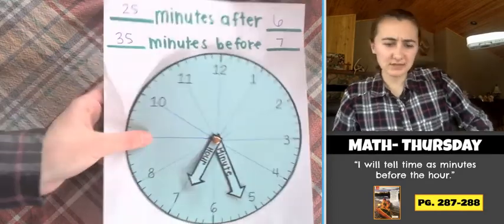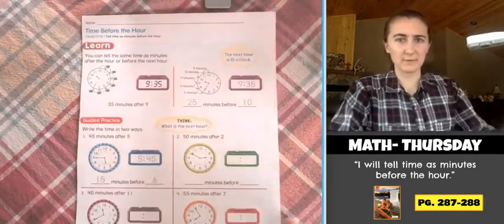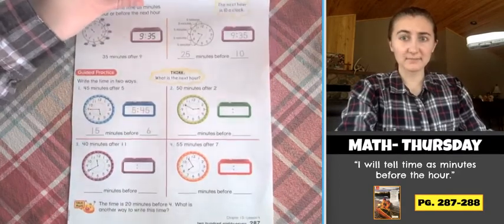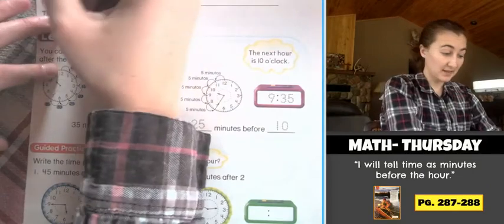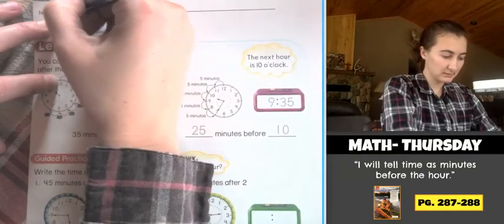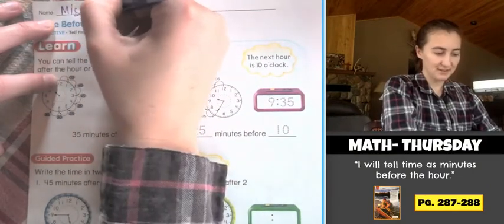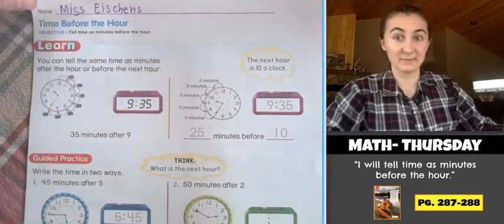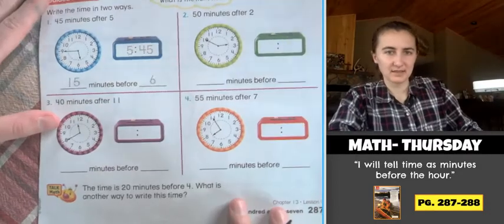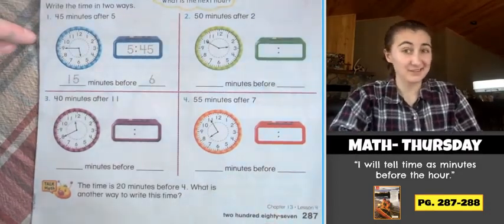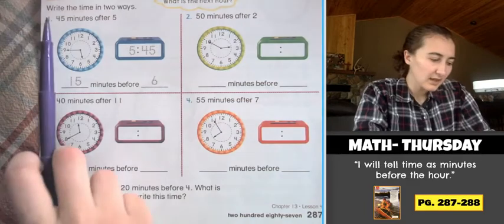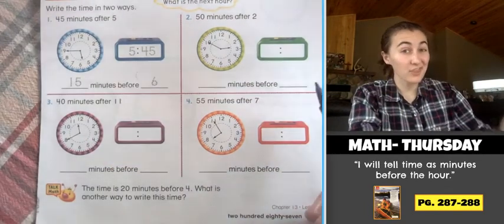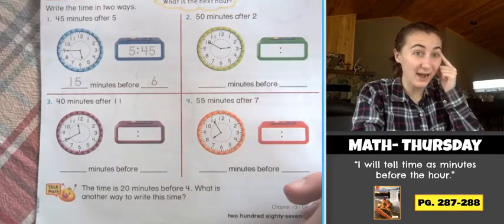What I want you to do now is find this piece of paper here for me. All right, so make sure it's page 287. We're going to write our name up at the top. See if you can write your last name too. We were practicing that back at the beginning of March. And we're going to start with number 1 and do these first 4 together. We're going to write the time in 2 different ways. We're thinking about what the next hour is.